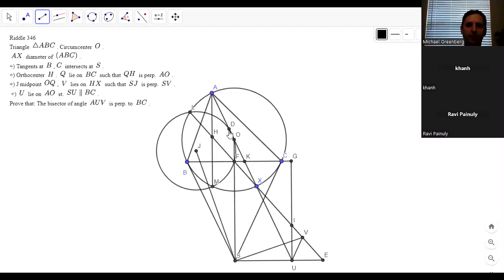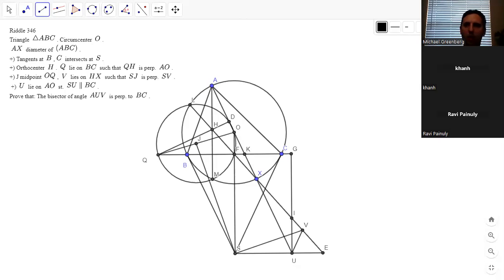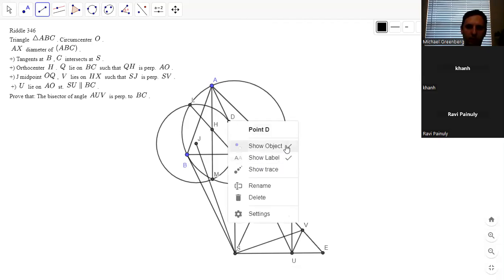What is D? Did I define D a certain way, or is it just the intersection? I forgot. Oh, yeah, it's just the foot of the perpendicular, but we don't need it anymore.